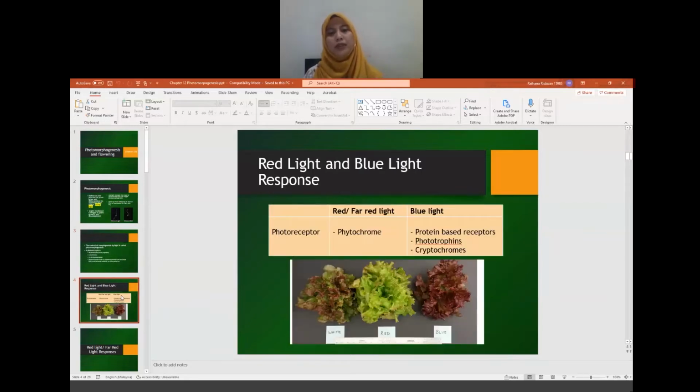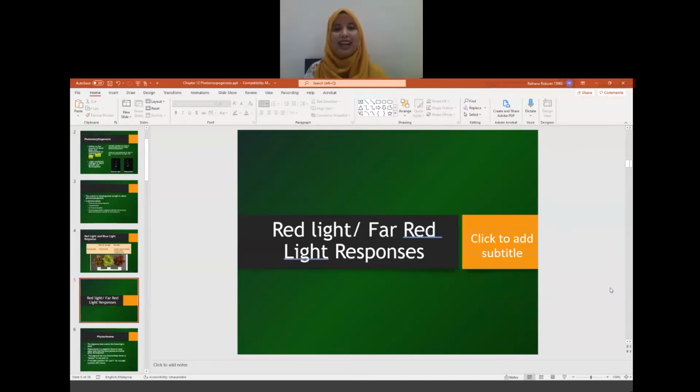So, red light and blue light responses. We mentioned just now red or far red light. The photoreceptor responsible for absorbing red light or far red light is phytochromes. For the blue light, the specific photoreceptors that absorb blue light are protein-based receptors, phototropin and cryptochromes. So we go first for the red light and also far red light responses.